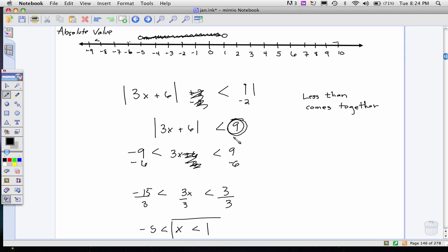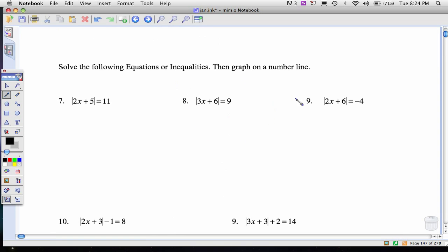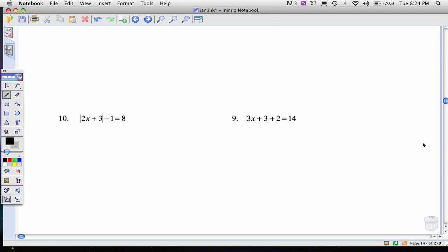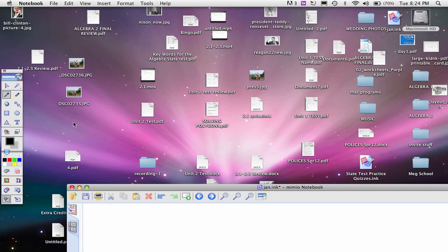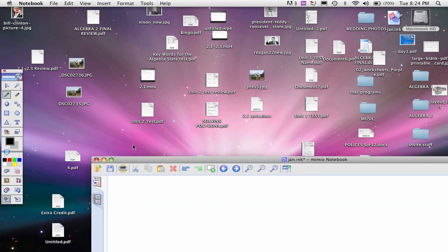Now remember, absolute value means the distance from 0, which only have positive answers. This number out here has to be positive. So there's one problem on this worksheet right here that has no solution. So I'll let you guess which one that is.